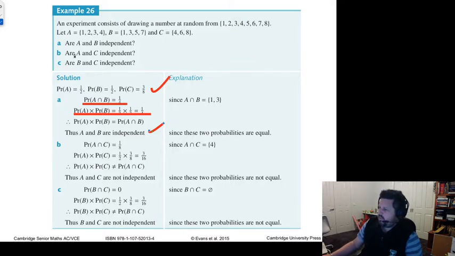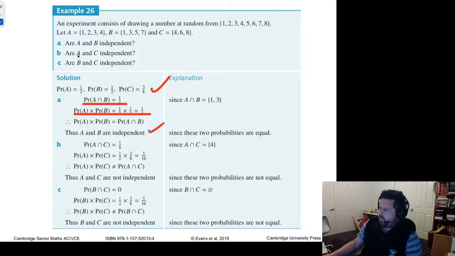Let's do the same this time with A and C. So first of all, we'll find A intersection C. So the numbers that are in both of these sets here, it's just 4. That's in both of them. So in this particular case, it's just 1 number out of the 8 that is in both of them.